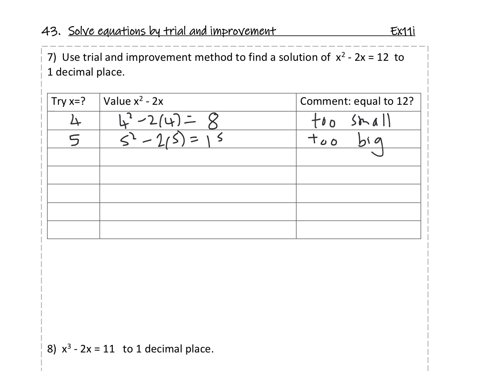So now I know it's between 4 and 5. What I should do now is take the middle of those two. Don't try and be too clever. Let's narrow it down between 4 and 5. So 4.5. You don't have to write your method in each time. You can put it in the calculator as long as you know what you're doing. Just put in 4.5 squared minus 2 times 4.5 and we get 11.25, which is too small.